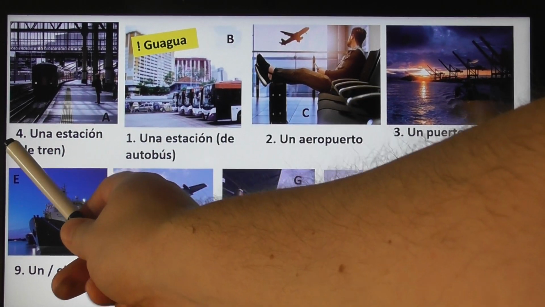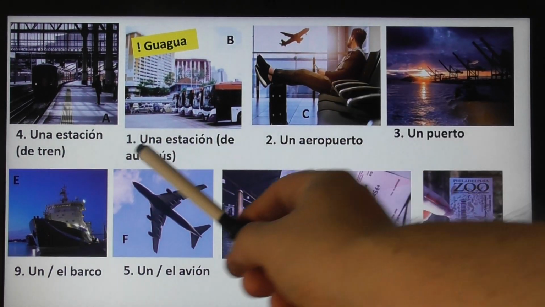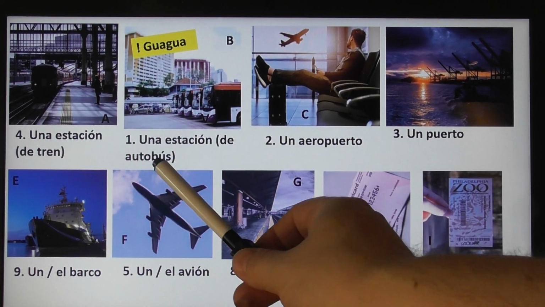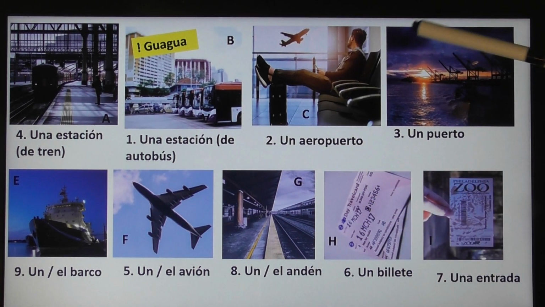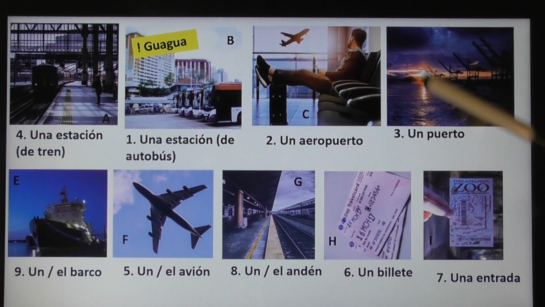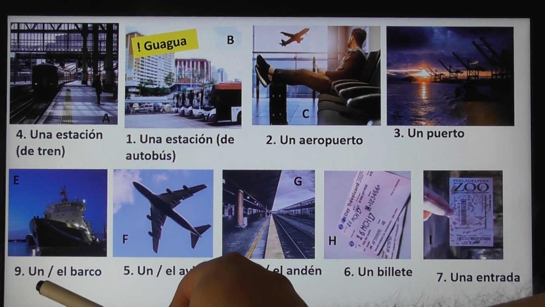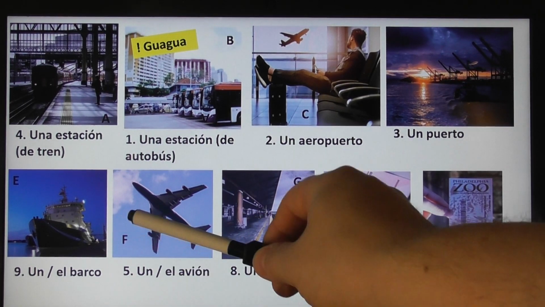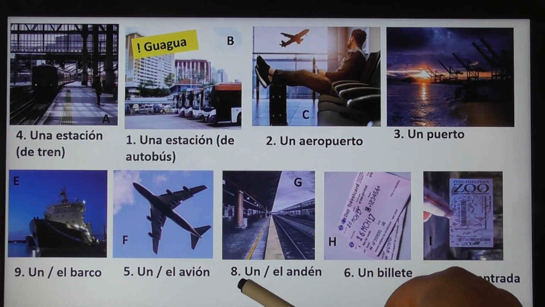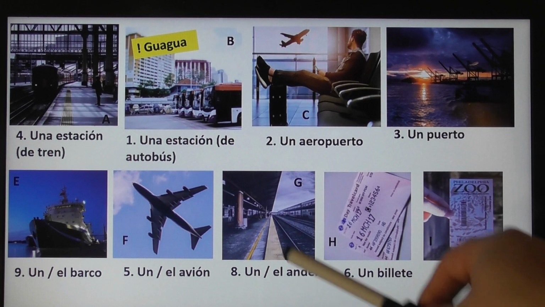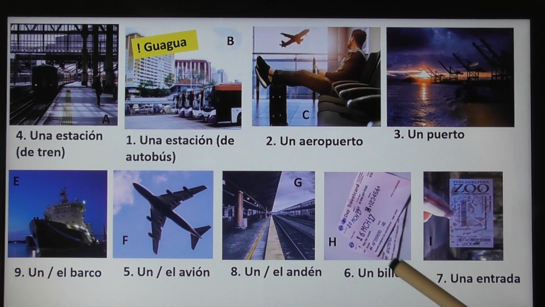Venga, A es número 4, una estación de tren. B es número 1, una estación de autobús. C es 2, un aeropuerto. D es 3, un puerto, a port. E es 9, un barco o el barco. F es número 5, un avión. G es número 8, un o el andén, the platform. H, a ticket to travel. 6, un billete. Y finalmente, I es el número 7, una entrada, a ticket, an entry ticket.